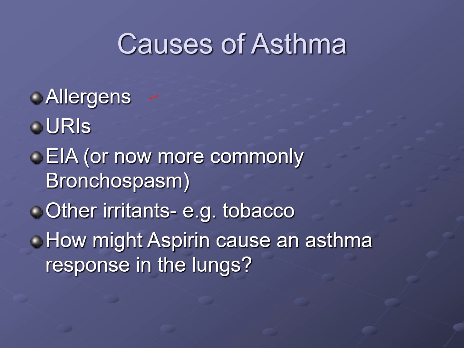So allergens can cause asthma, upper respiratory infections can. We used to refer to exercise-induced asthma a lot. We now refer to that as exercise-induced bronchospasm more, although you will sometimes still hear the term exercise-induced asthma. It is a slightly different process. Obviously, tobacco is evil, and aspirin can actually cause an inflammation in the lungs. I have a discussion question on the discussion board, so I'm actually going to let you guys discuss that issue.